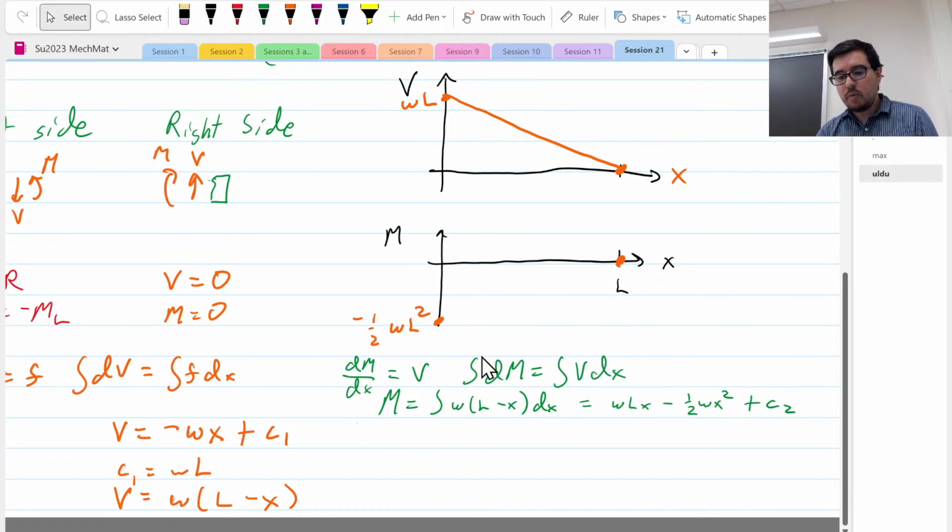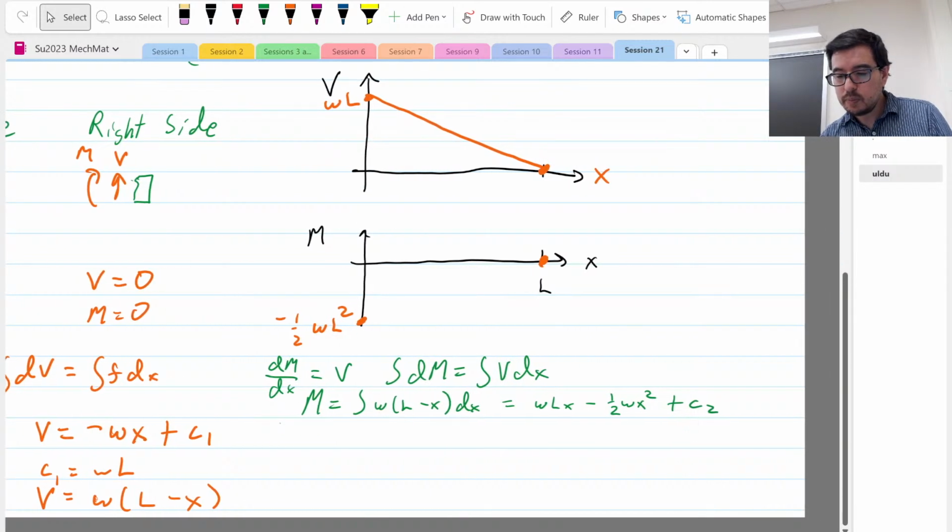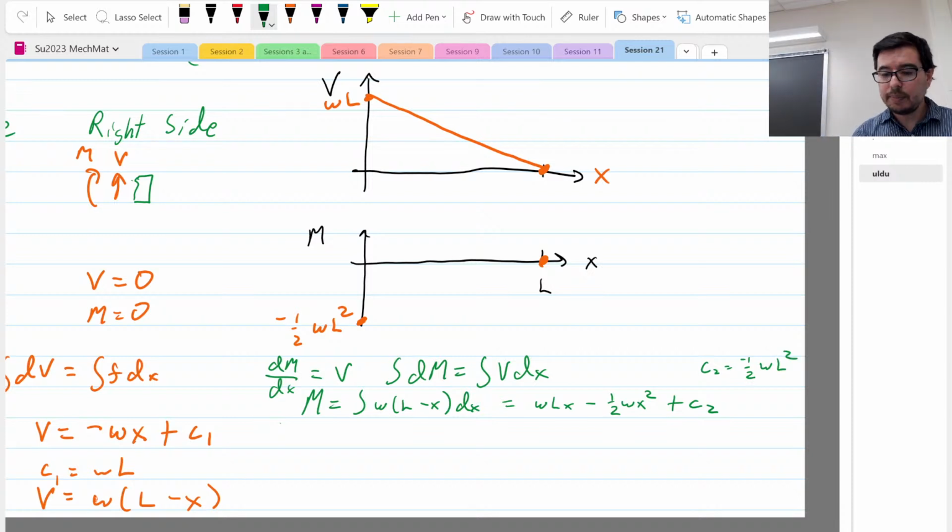Well, there are a couple ways to do this. But again, maybe the easier one is when x is equal to 0, we have that this has got to equal minus 1/2 WL squared. So that means that C2 is like that. So that means that this moment equation is going to be WLX minus 1/2 WX squared minus 1/2 WL squared.